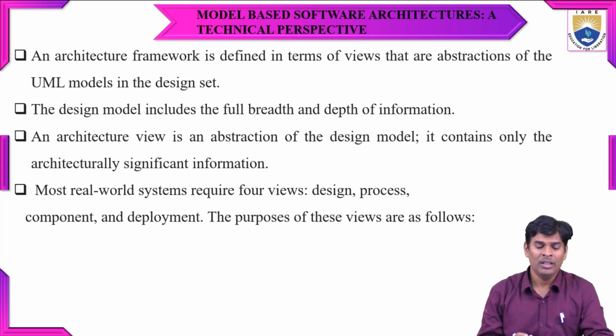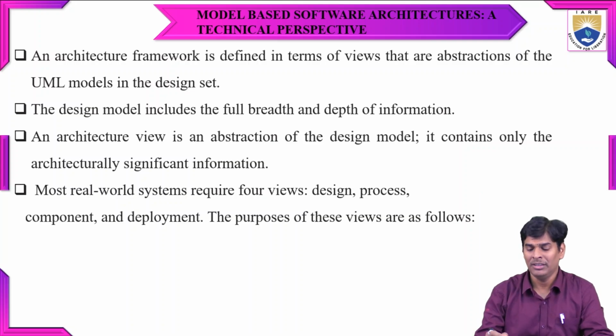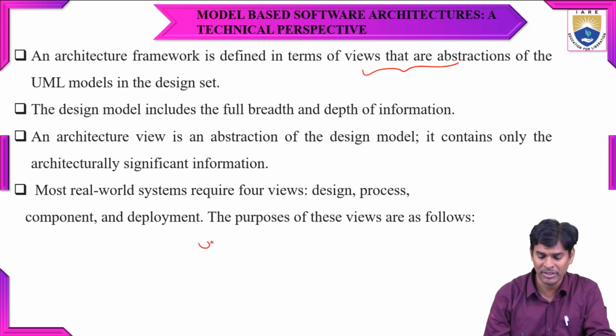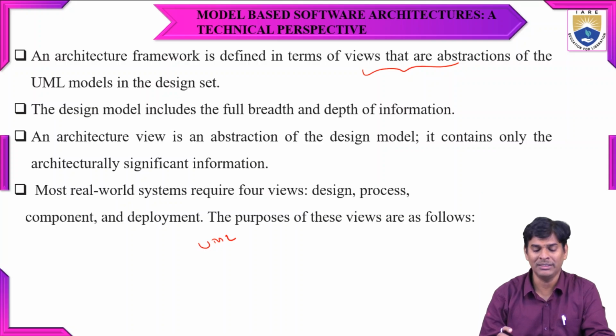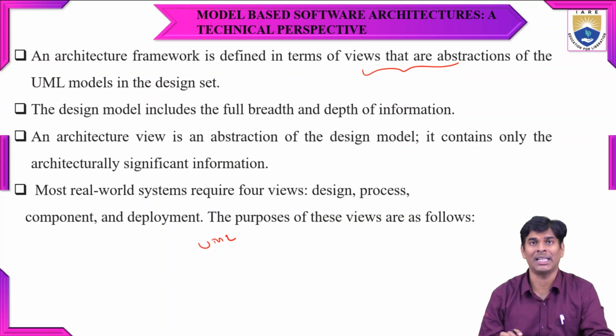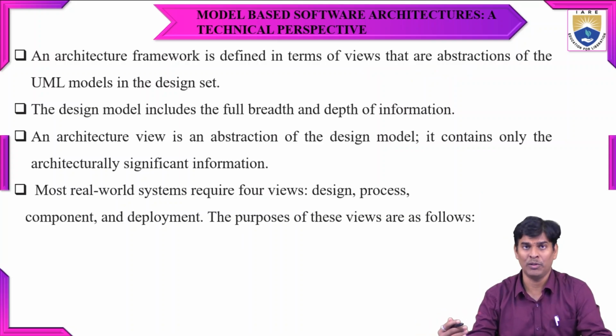Here is the architecture framework. We can define the architecture framework as nothing but the views that are abstractions. Mainly this can be done with the help of UML. UML is nothing but Unified Modeling Language. Unified Modeling Language is mainly used to define the different types of models in the design set, or the architecture. It is mainly used to view the contents of the information and the relation from one component to another component.